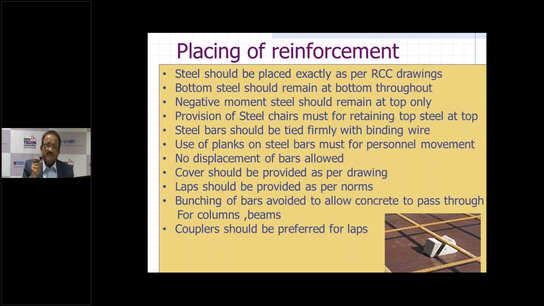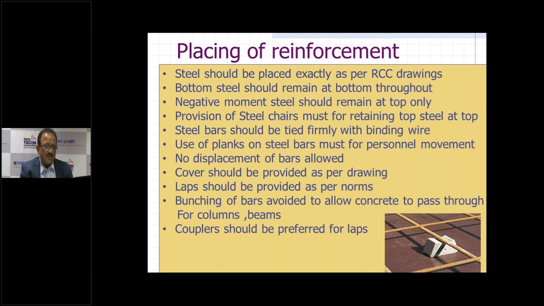Then the concrete cover blocks should be provided as per the drawing. As per the drawing means if the drawing says that you have to provide 20 cover, 25 cover, 40 cover or 75 cover, depending upon the exposure condition in which you are working, that cover block has to be provided as per the drawing, and laps should be provided as per the norms. No bar can be available in a continuous big length, so you have to join the bars using the binding wire, and the development length has to be properly provided, whether it is in bending or in compression. Accordingly, you have to provide the laps as per the standard norms.